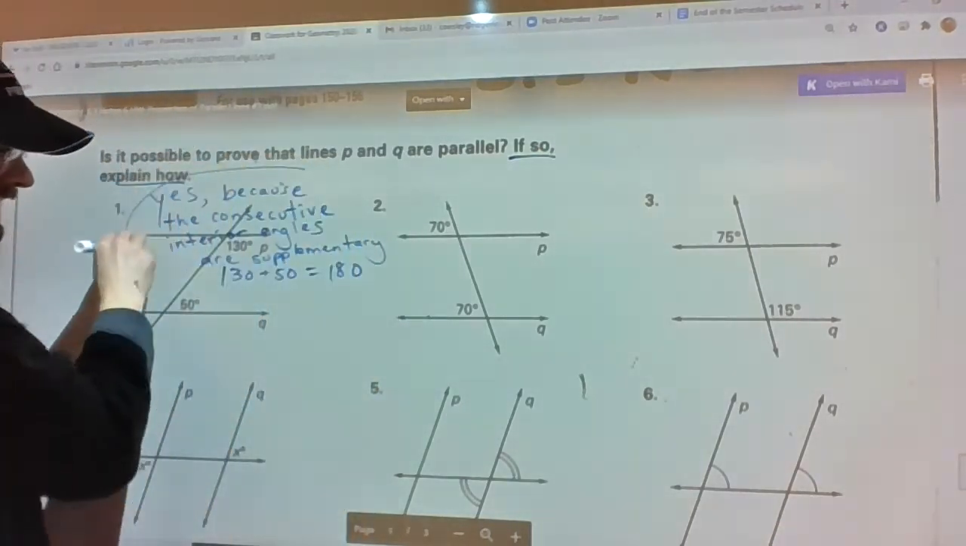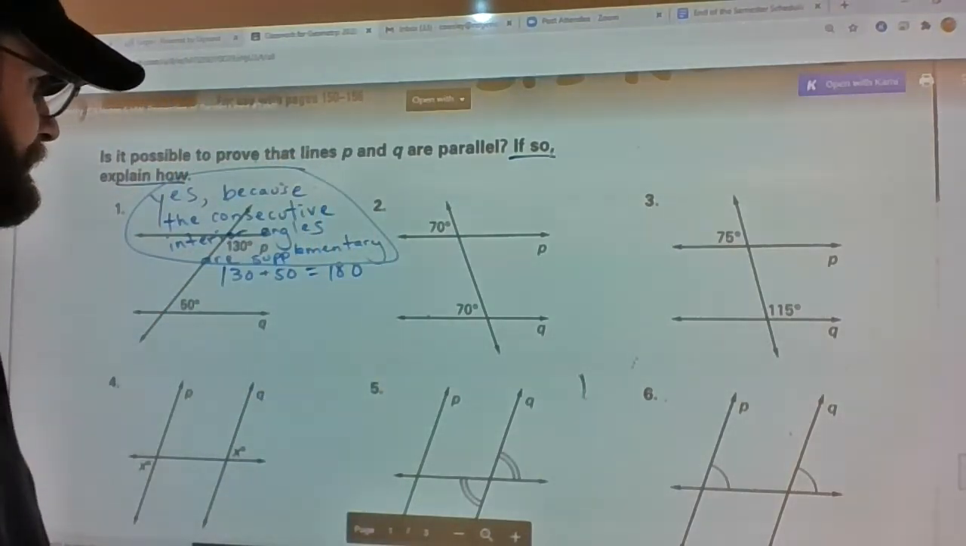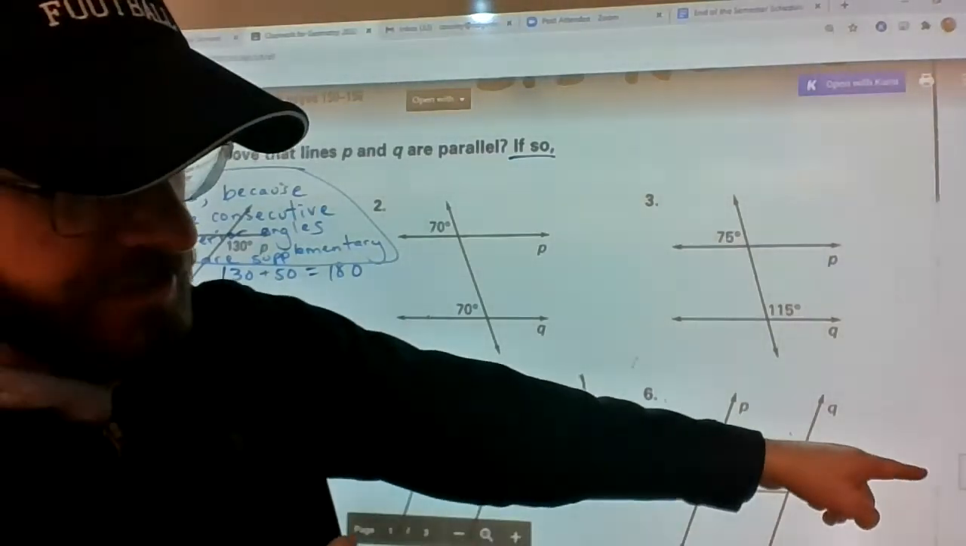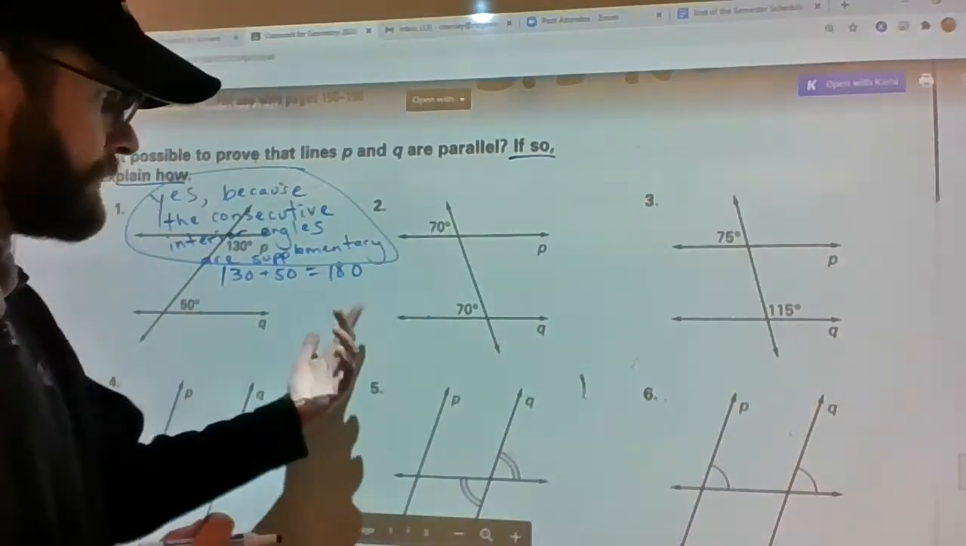I know you guys don't really like writing longer statements here, but yeah. That's the answer to number one. Yes, because the consecutive interior angles are supplementary. That's why they're parallel. All right, number two.